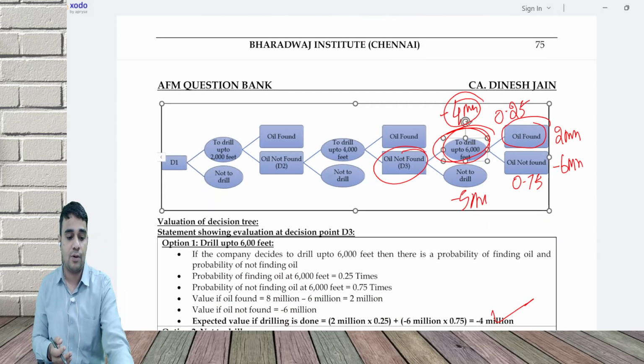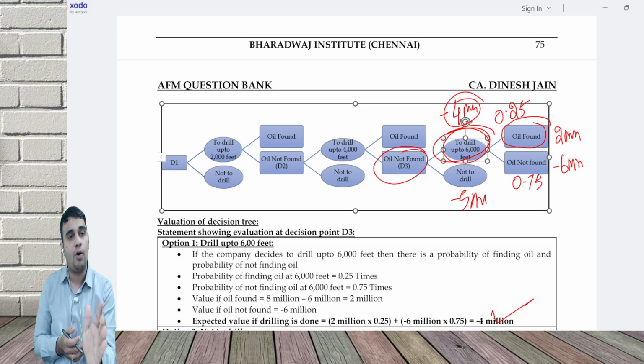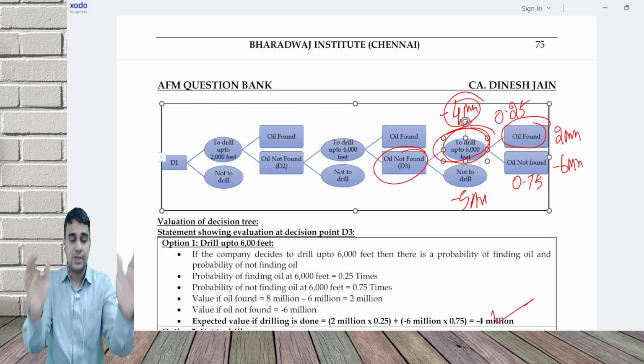Now I can understand. Okay, I will first start. I may get oil in 2,000. I will drill up to 2,000, or I will not drill. If I drill, I may find oil, or I may not find oil. If I find oil, problem over. If I don't find oil, I may drill up to 4,000, or I may decide not to drill. If I drill up to 4,000, I may find oil, or I may not find oil. This is a very easy thing.